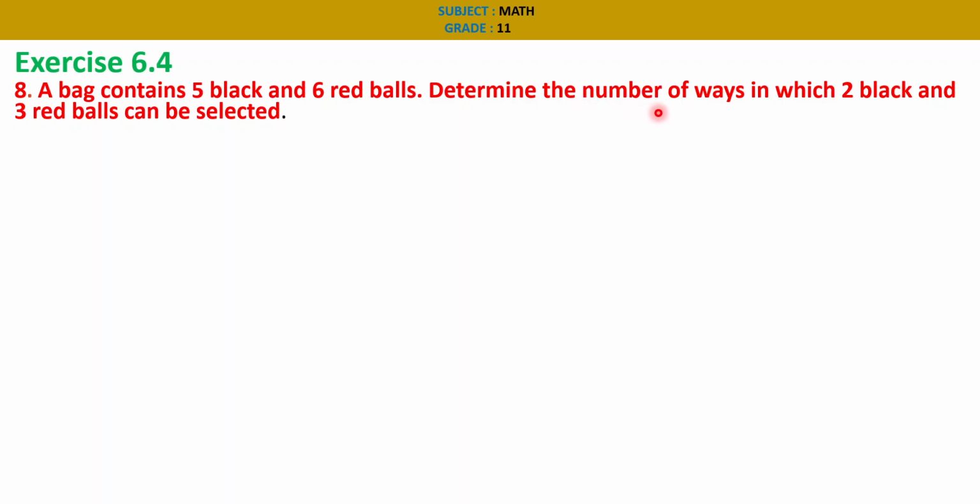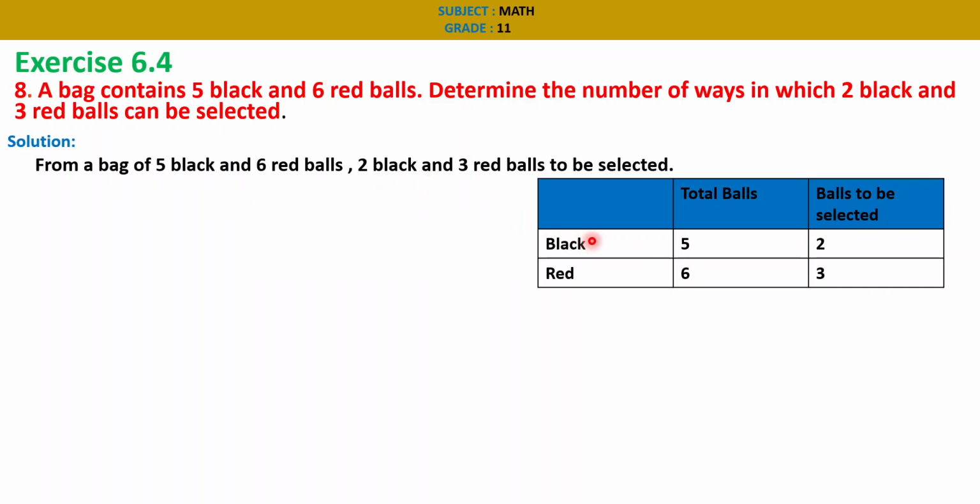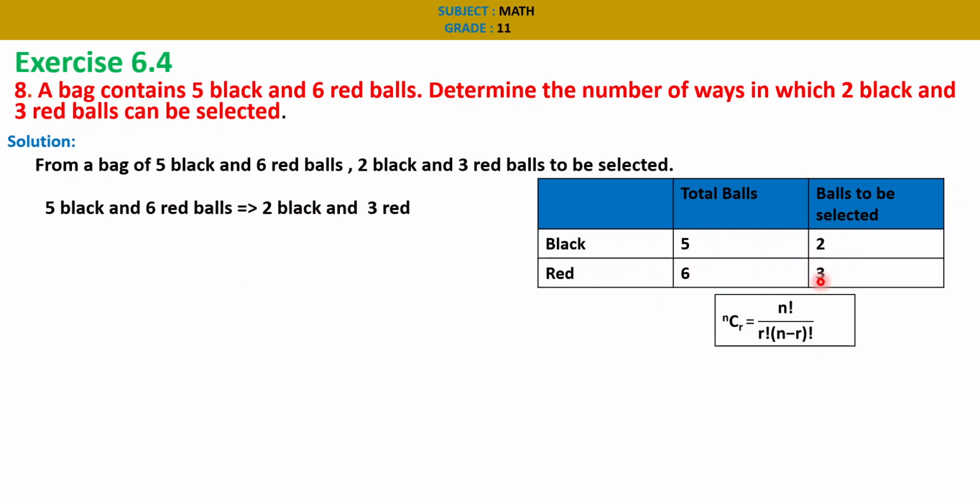A bag contains 5 black and 6 red balls. Determine the number of ways in which 2 black and 3 red balls can be selected. Solution. From a bag of 5 black and 6 red balls, 2 black and 3 red balls are to be selected. So here we have a total of 5 black balls and we need to select 2. Red balls we have 6 and we need to select 3.